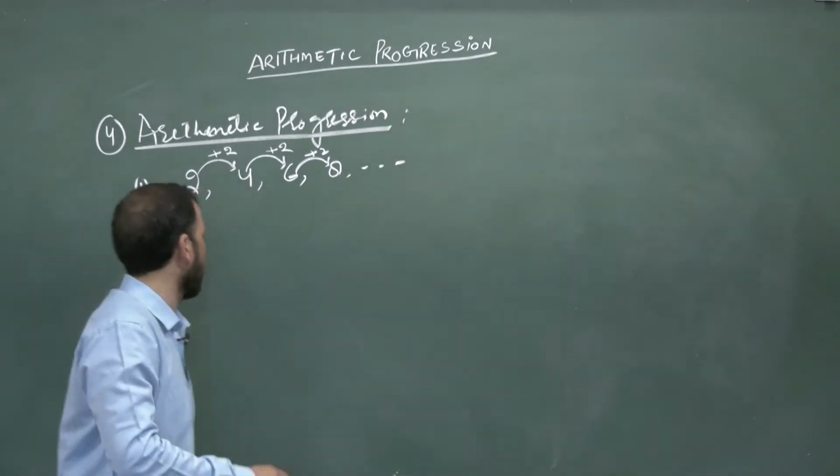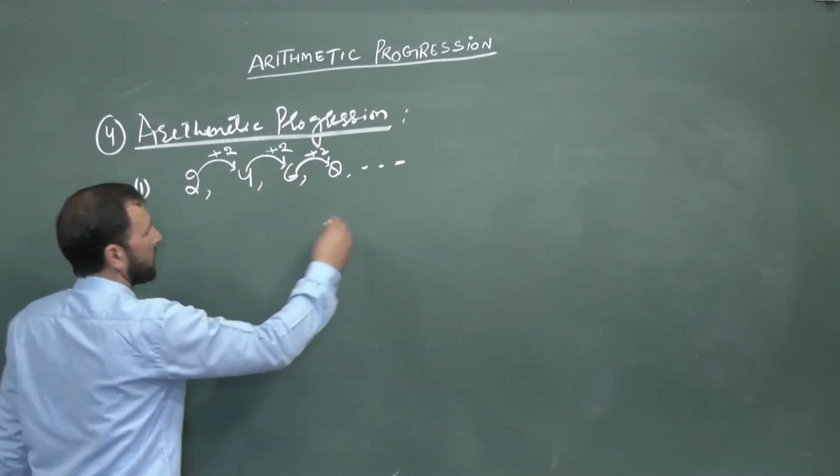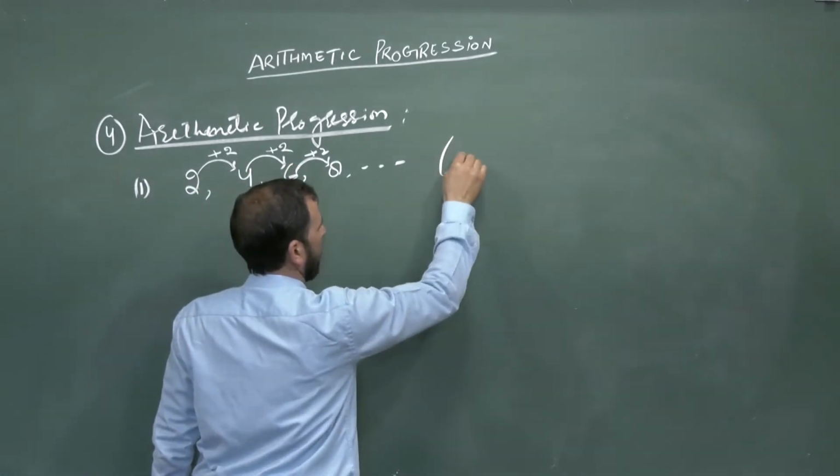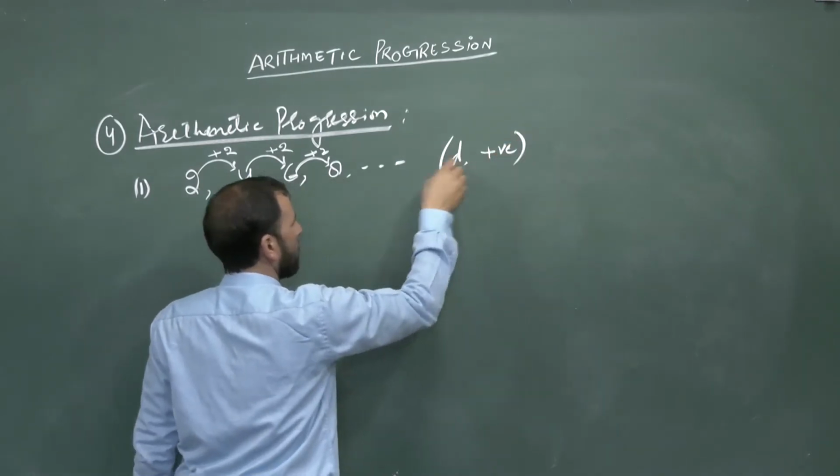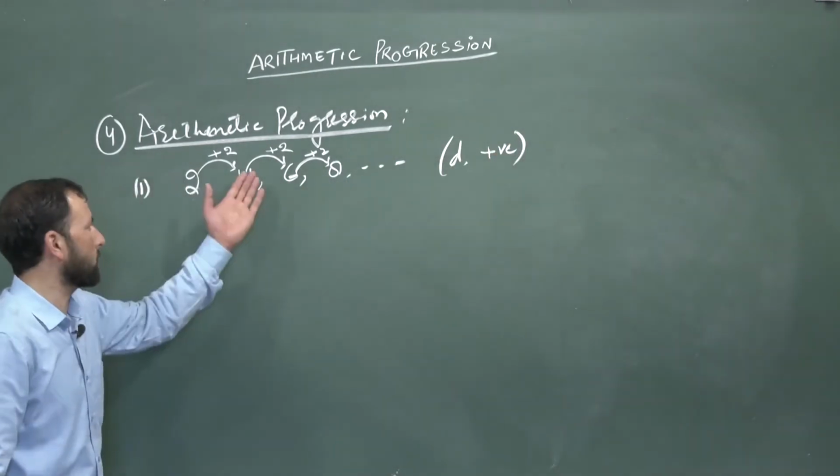So let us take another example here. What is the common difference? Here the common difference is denoted by the letter D. It is positive. The common difference is positive here. It is plus 2 everywhere.